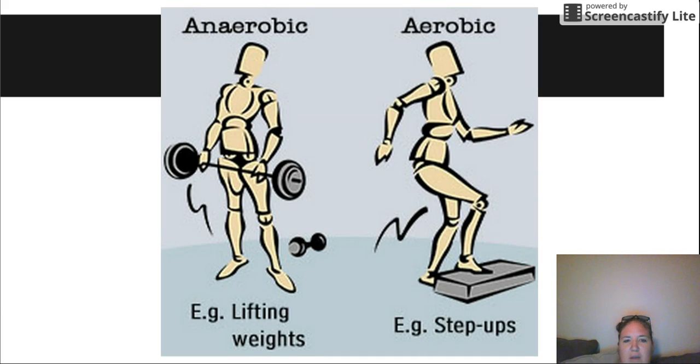So one way to think about it is that if you're lifting weights, you're using anaerobic respiration. And if you are doing step-ups or running, it could be aerobic respiration. Another way to think about that might be if you're doing sprints, you might be using aerobic, and if you're running a long distance, you might be using anaerobic.